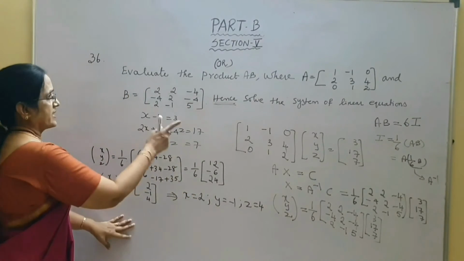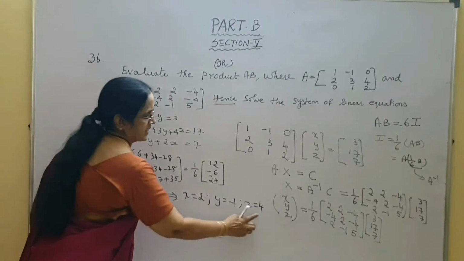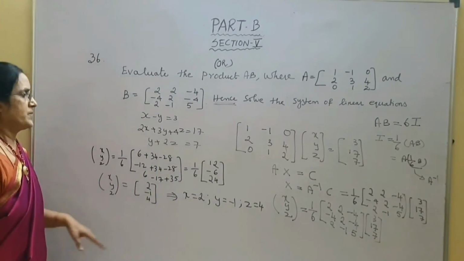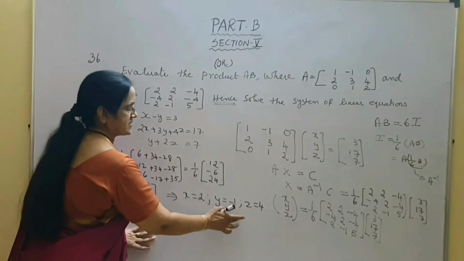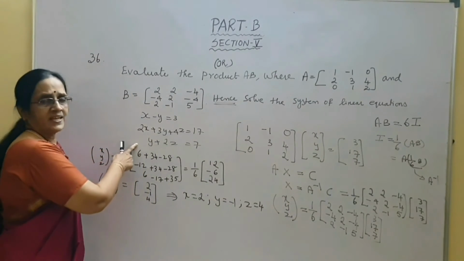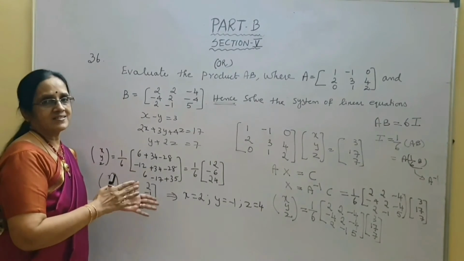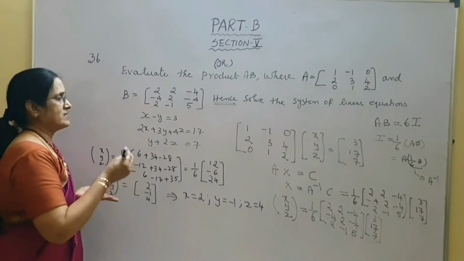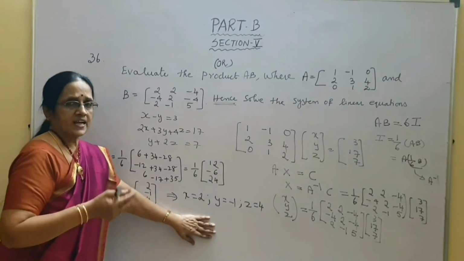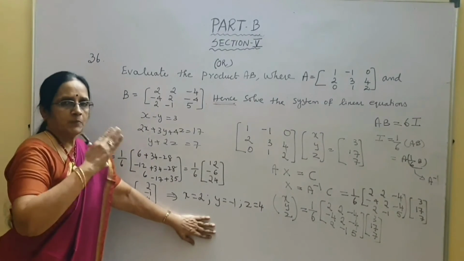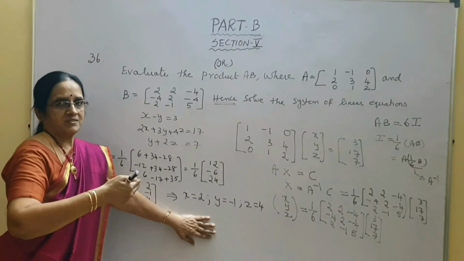Then, the second part of it: the value of X is 2, Y is minus 1, Z is 4. Here also, you can substitute the values of X, Y, Z in any one of these three equations and check whether what you have done is correct or not. If the equation is not satisfied with these values, that means you have gone wrong somewhere. Immediately you have to check your paper and make the correction.